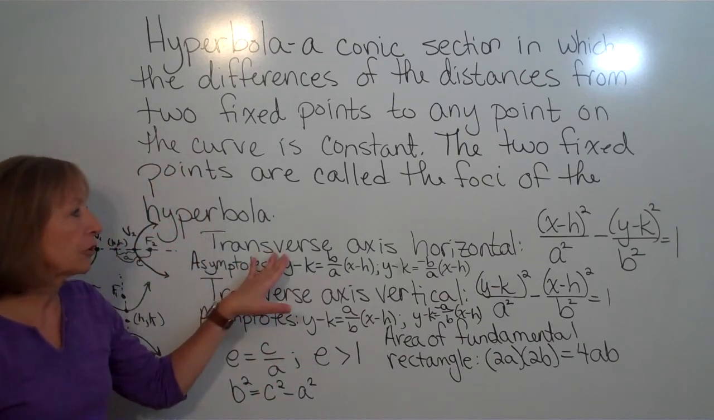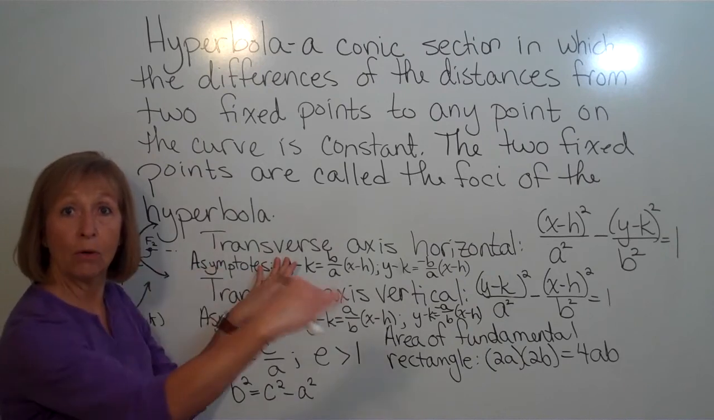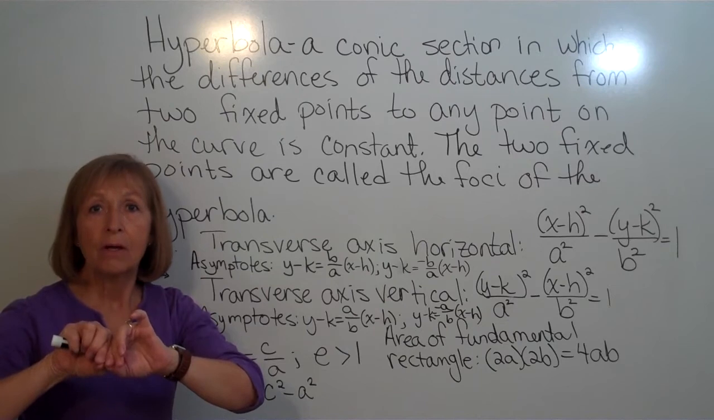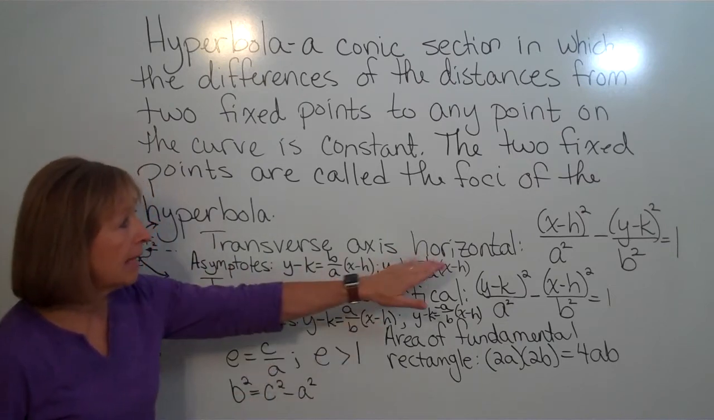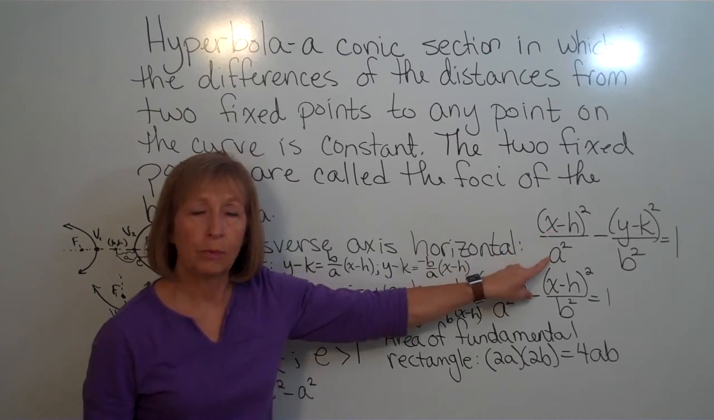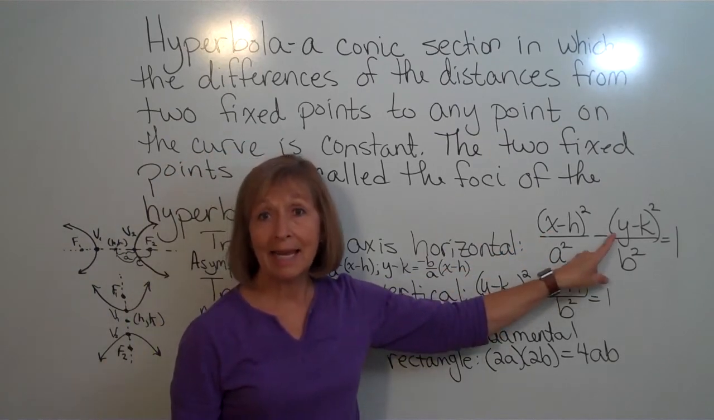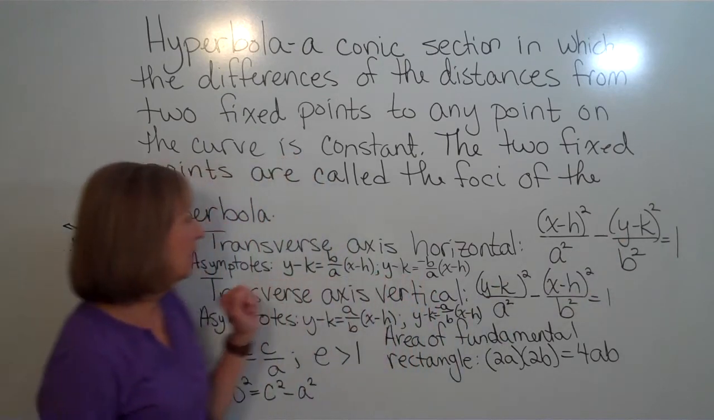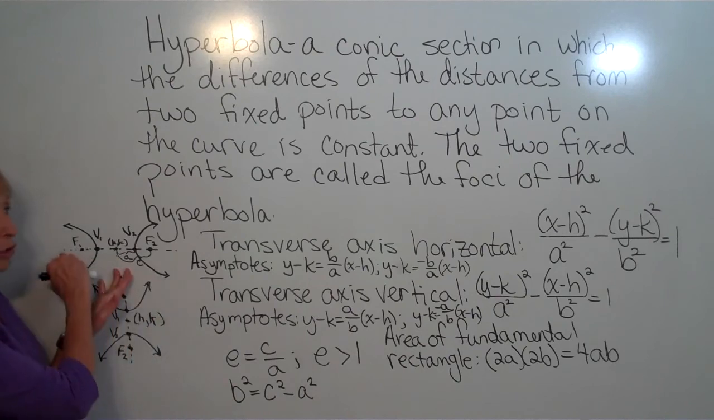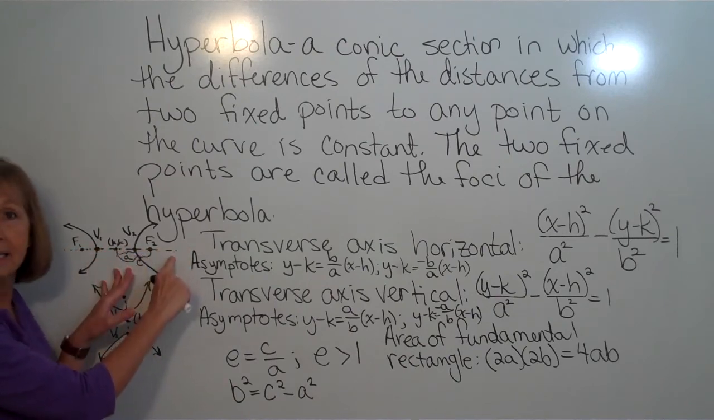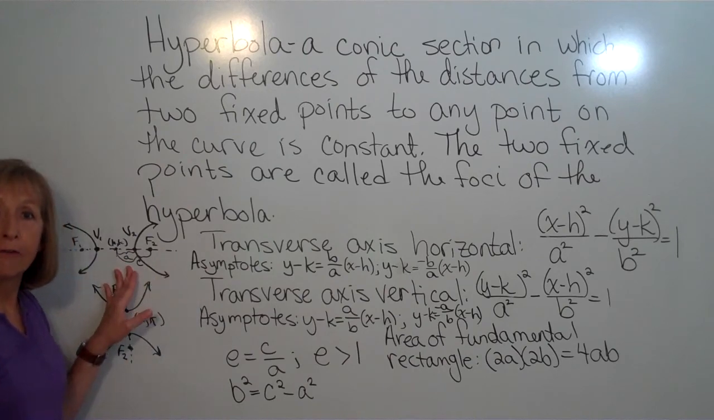Now, if your transverse axis is horizontal, so you're holding the cones tip to tip horizontally, then the equation is (x minus h) squared over a squared minus (y minus k) squared over b squared is equal to 1. And the picture looks like this. So our transverse axis is horizontal. That transverse axis is the axis that our vertices and our foci are on.